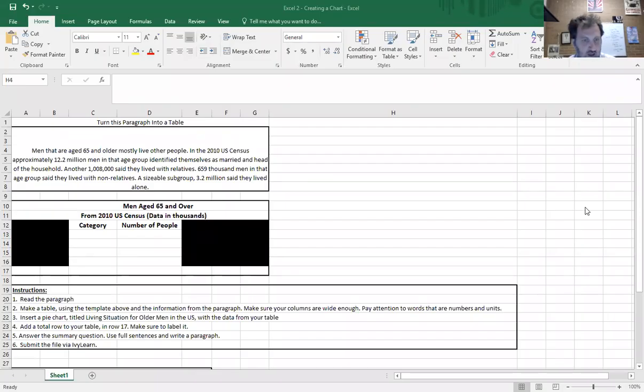Hey there, welcome to Excel 2. We're creating a chart here. I wanted to practice a couple things in addition to just making a chart that relate back to the work that we do in class.